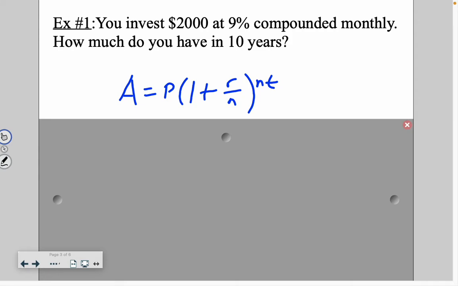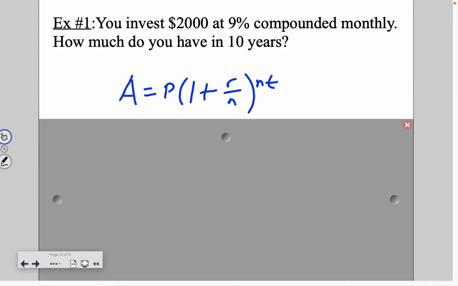And like I said, for this example, we're going to do it just using the formula for now, and then we'll relate it to the geometric sequences that we were working on. All right, where does the 2,000 go? P, that's your starting amount. That's the principal. So P is 2,000. What about the 9%? 0.09 goes in for R. That's your interest rate. What is N in this problem? 12, because we're compounding monthly. So that's what N is representing, that you're compounding it 12 times a year.